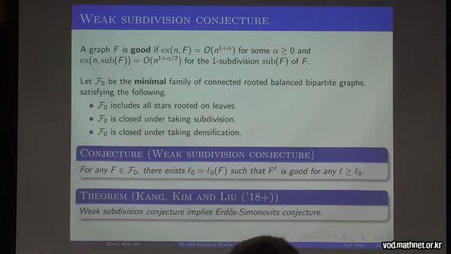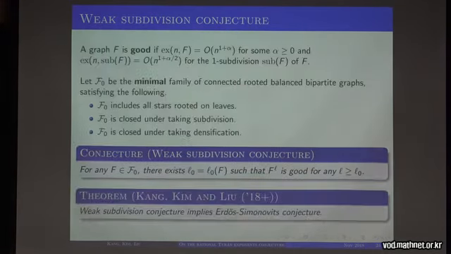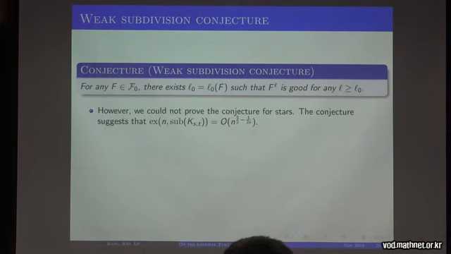We are able to show that this weaker version of the subdivision conjecture implies the Erdős-Simonovits conjecture. So it seems more doable than the strong subdivision conjecture. Nevertheless, the basic graphs F0 are constructed by including all stars, but we could not prove this weak version of the conjecture for stars. The blow-up of stars is a complete bipartite graph.